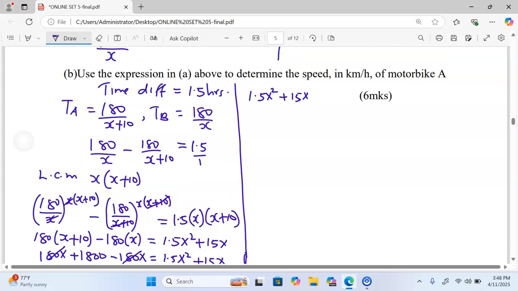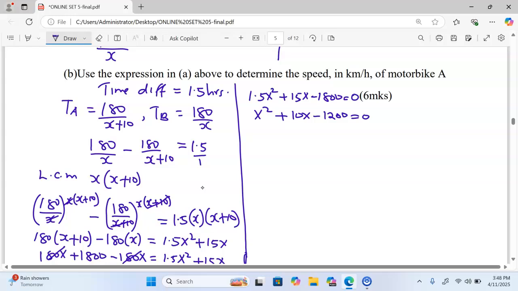1800 crosses over and becomes a minus, and this one now will be equated to 0. If you divide all through by 1.5, you are going to remain with x squared plus 15x divided by 1.5, you get 10x, minus 1800 divided by 1.5, you get 1200, and this one is going to be equal to 0.